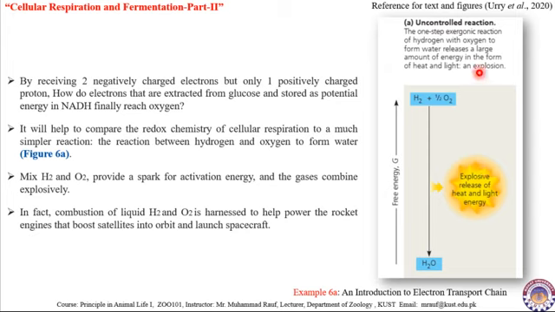On the other hand, in cellular respiration the same process takes place, but it takes place in several steps, and energy is liberated slowly and gradually. As the electrons are passed from one carrier to another carrier, some energy is released in this process, and that energy is used to perform work to synthesize ATPs.